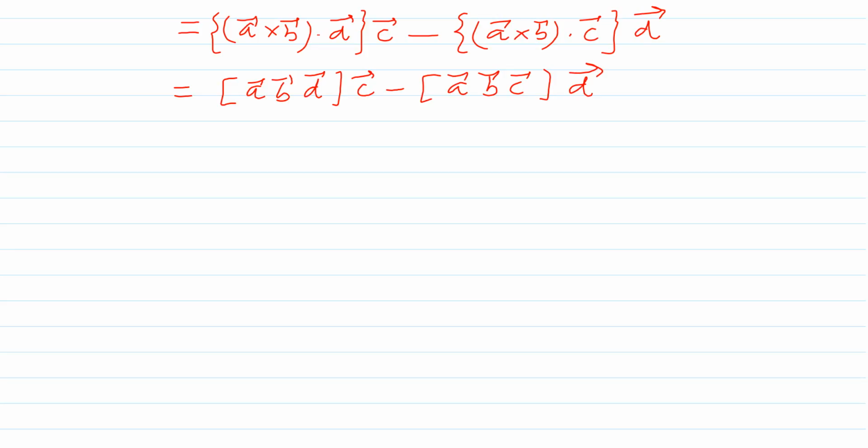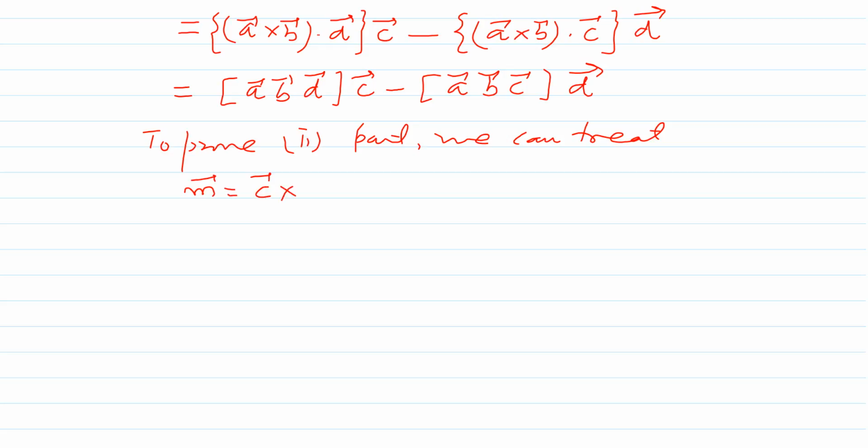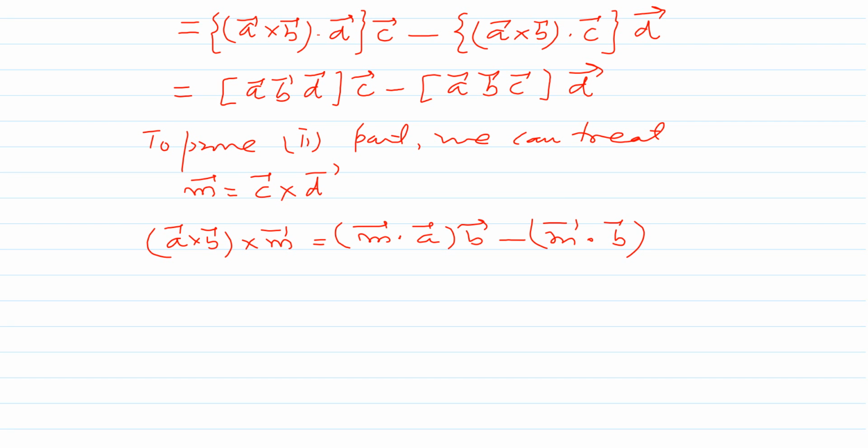Okay, so we have proved the first part, but to prove the second part, we can assume the right hand side bracket vector as M, which means C cross D. Then the left hand side can be written as A cross B cross M, and this vector can be written as M dot A multiplied by the vector B minus M dot B multiplied by the vector A.